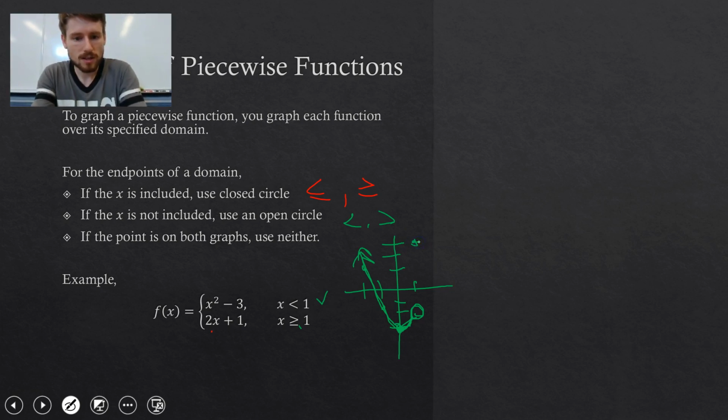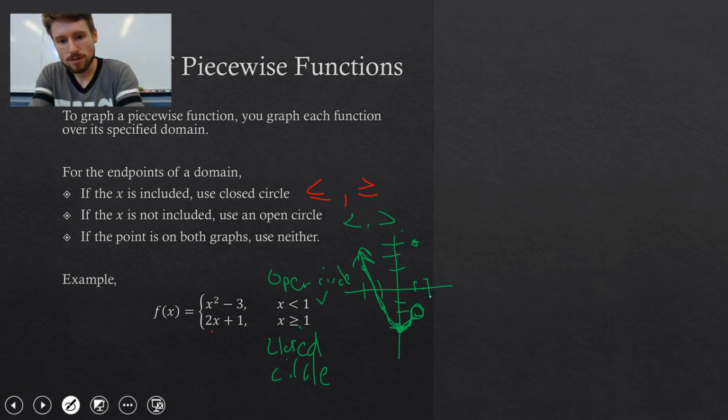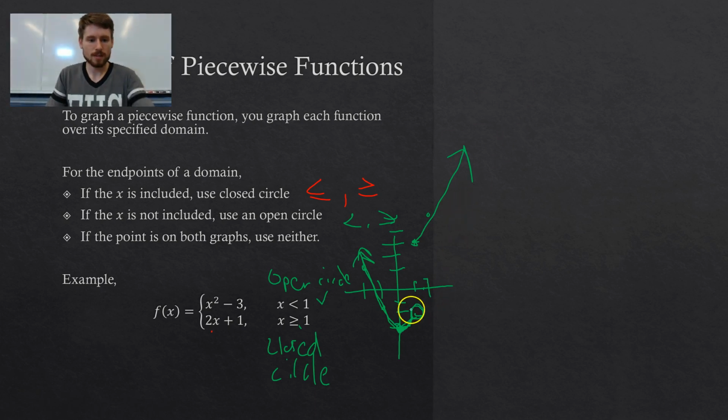So this is the closed circle one. And this one up here is the open circle because it's not or equal to. That's what I mean by: if it's included, use a closed circle. If it's not included, use an open circle. And then we continue graphing 2x plus 1. It's got a slope of 2, so we're going to go up 2. And that's going to be our graph, just like that.